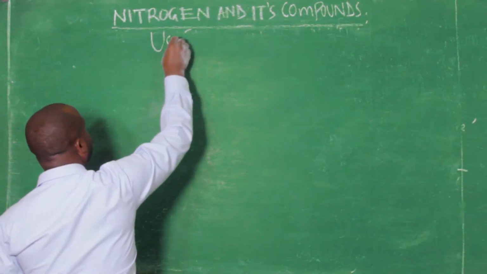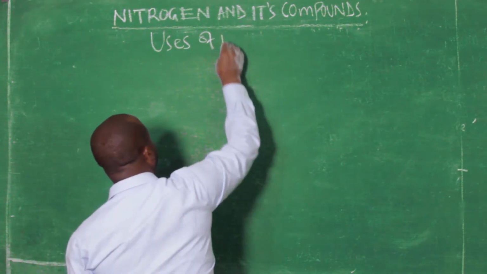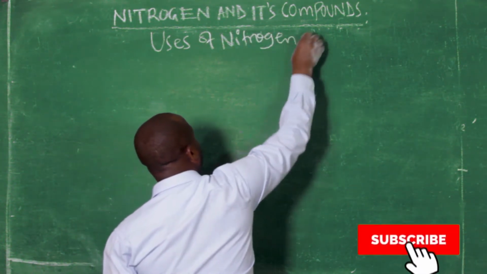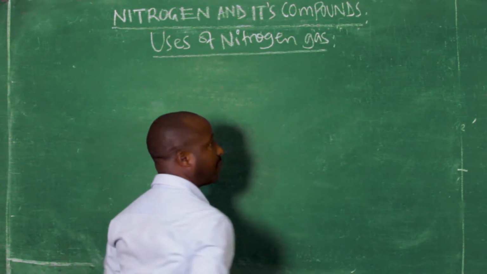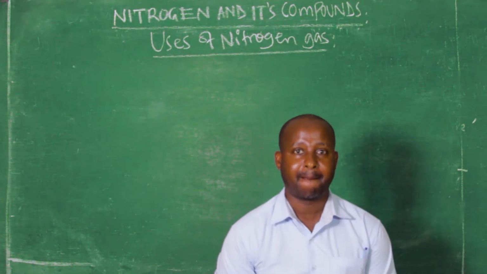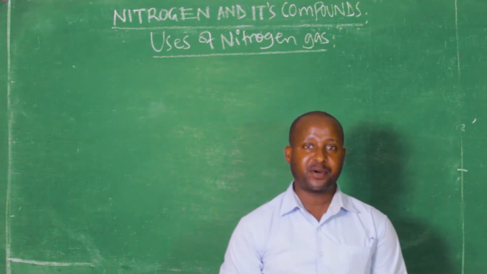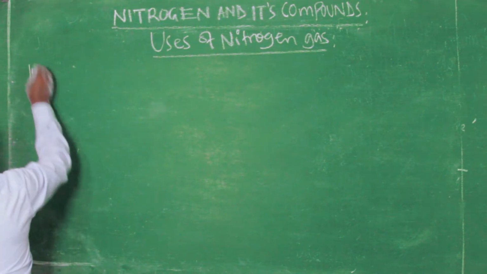Substances of nitrogen gas. Nitrogen gas is used in the manufacture of ammonia during Haber process. That's one. We can note this down.